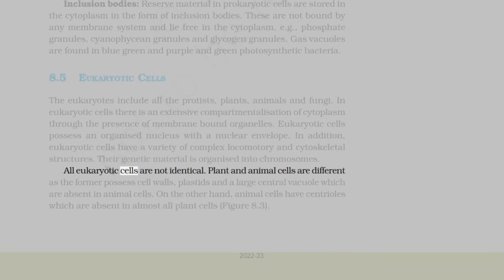All eukaryotic cells are not identical. Plant and animal cells are different as the former possess cell walls, plastids, and a large central vacuole which are absent in animal cells. On the other hand, animal cells have centrioles which are absent in almost all plant cells, figure 8.3.